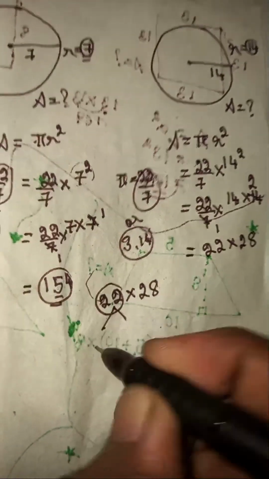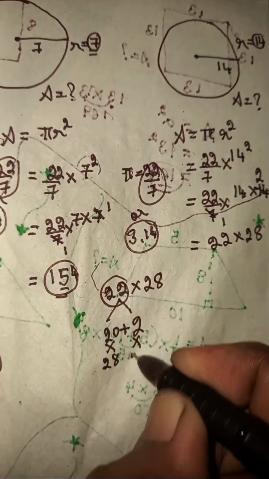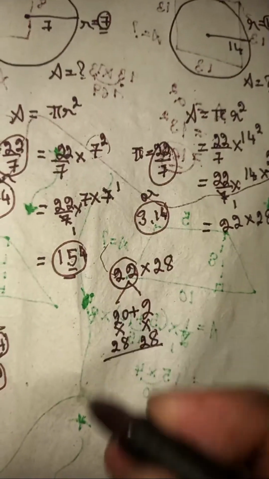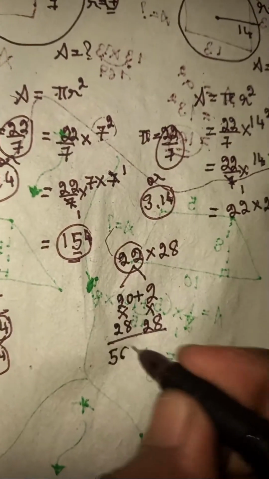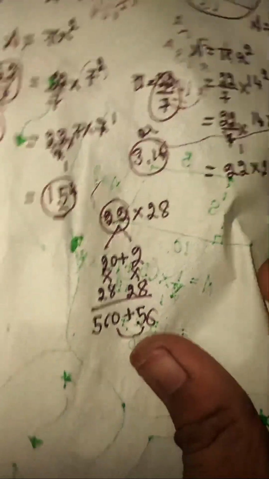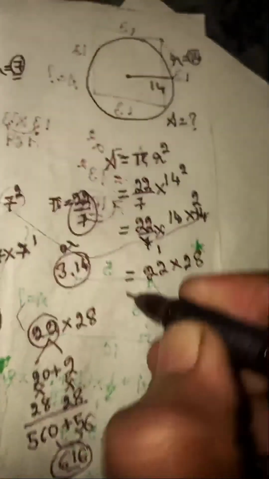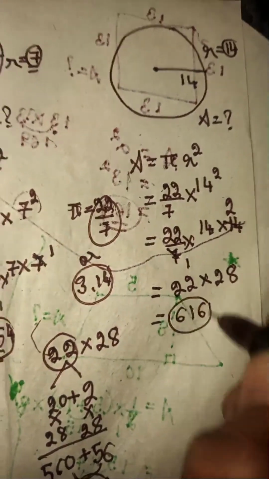22 you can split as 20 plus 2. Then multiply 28 separately on both of them. Here 28 times of 2 is 56, so it is 560. Again 28 times of 2 is 56. When you add, you're going to get 616. This is completely equal to 616.